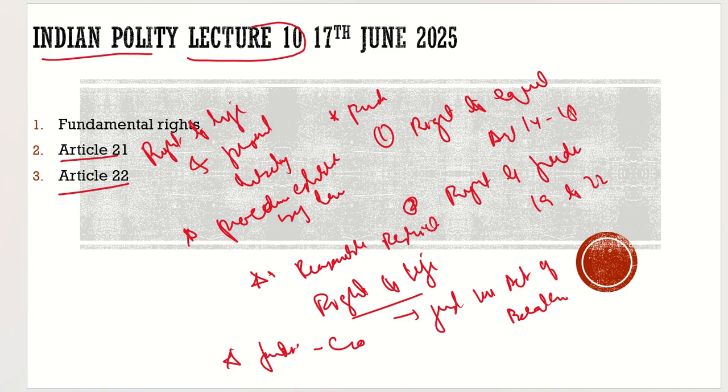Now let's try to understand what is the significance of Article 21. Why does it stand out with respect to the fundamental rights? Let's try to understand that. But first, to understand that, let me rub the board here.